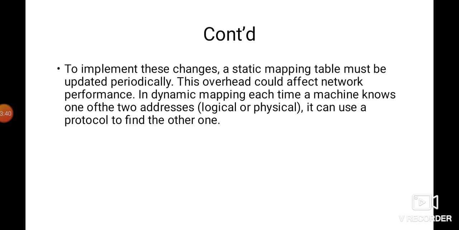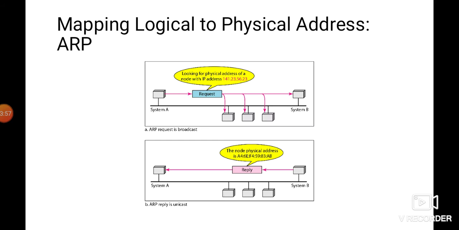In dynamic mapping, each time a machine knows one of the two addresses, logical or physical, it can use a protocol to find the other one. If I know the physical address at a particular time, then I can easily find the logical address. So we have to convert a logical address to a physical address, and again a physical address to a logical address. For these two things we have some protocols designed.